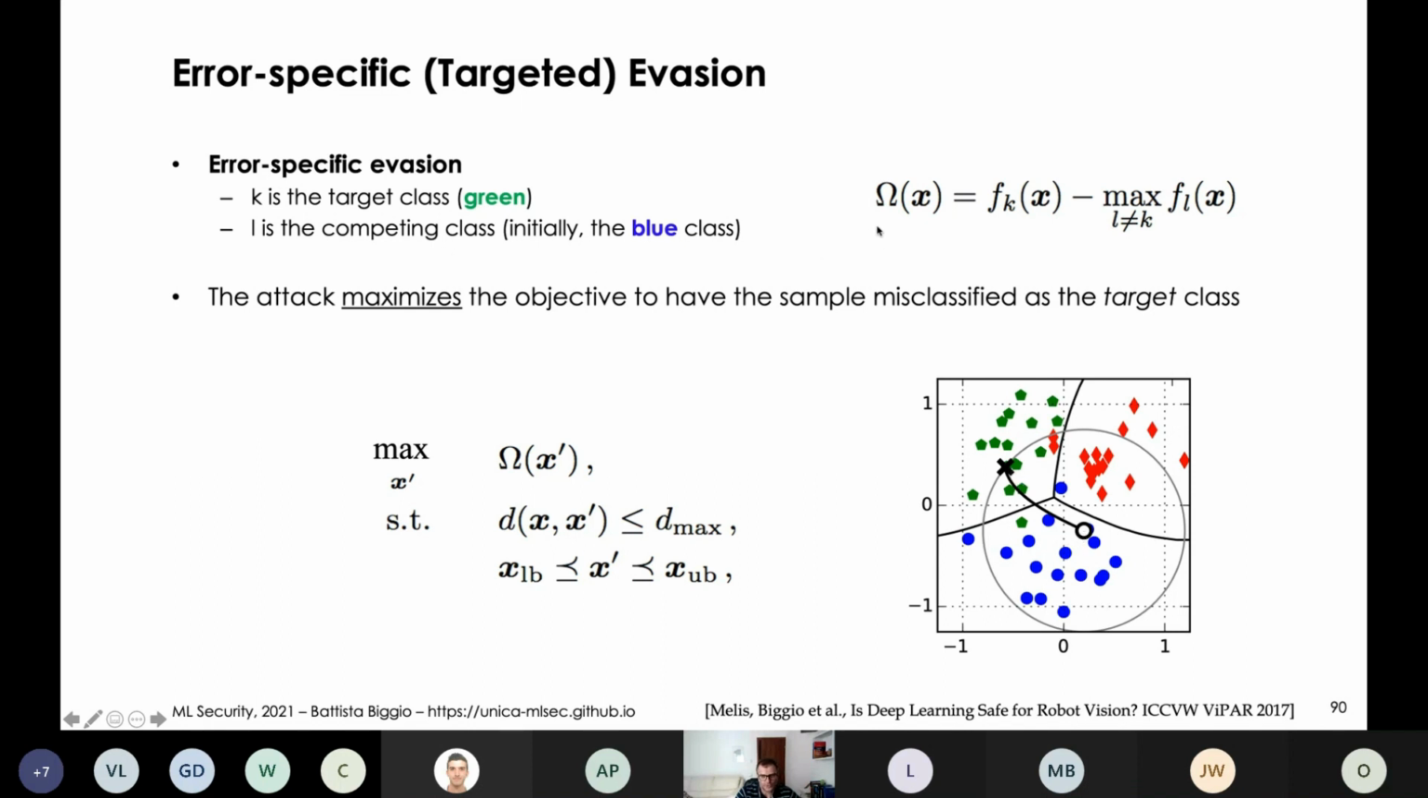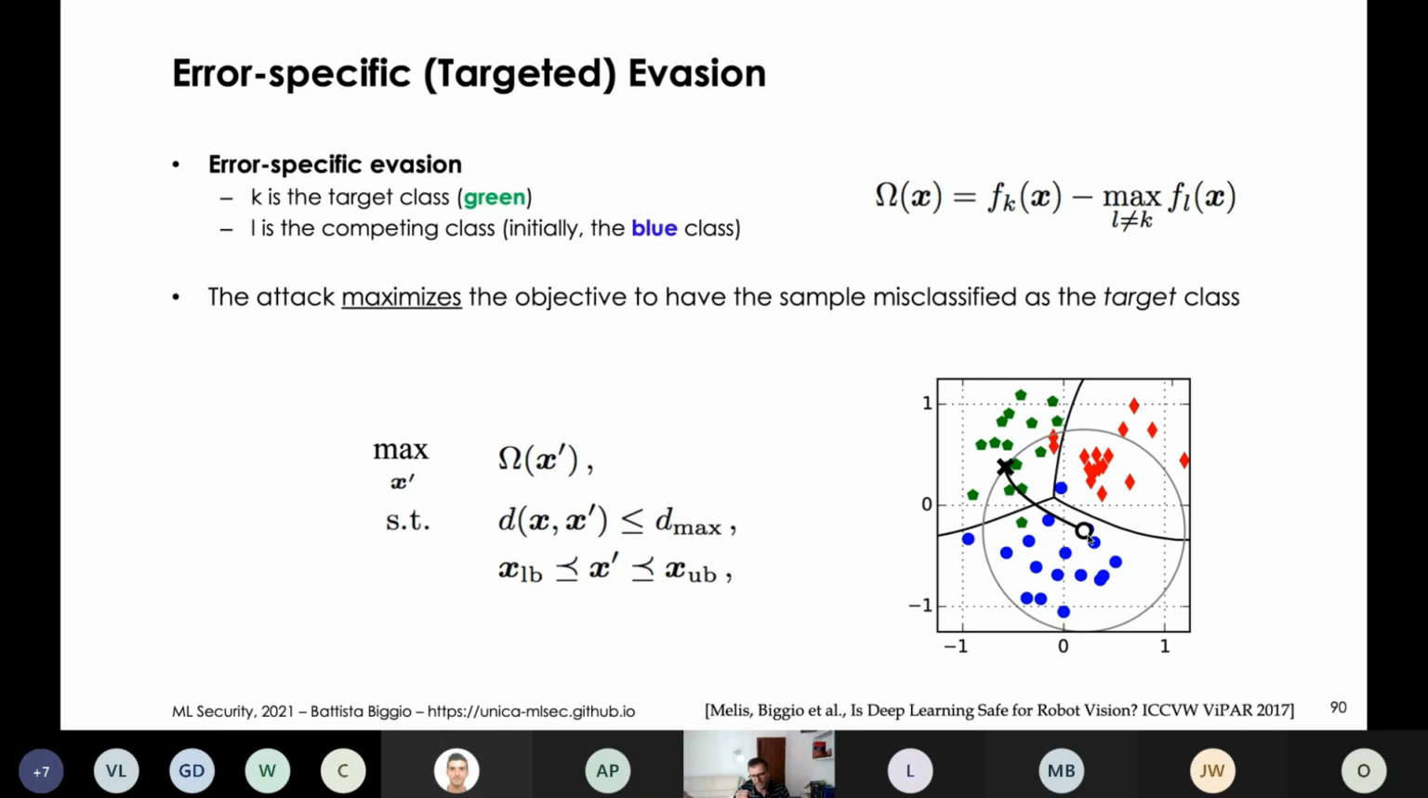And so in this case, the formulation can be slightly modified. You still have a difference between two outputs of your classifier, but this time you want to maximize this function, and K here is the target class. So K for me is the green class, because I want to shift the point towards the region of green samples. If you maximize this function, you are maximizing the score that the classifier gives to this green class, whereas you are decreasing the score of the competing class, which initially is most likely the blue one, right? If the point is correctly classified.